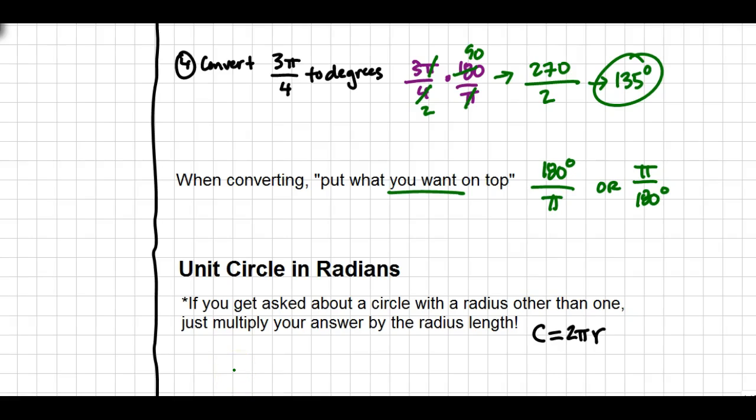One more thing to mention here, and then we're going to look at some graphing. If you're asked about a circle that has a radius other than 1, just make sure to multiply your answer by the radius length. Remember that we're doing problems that are 2 pi times 1. So if they give you a circle that doesn't have a 1 for the radius, you're just going to have to take your radian measure and multiply by whatever that radius is.